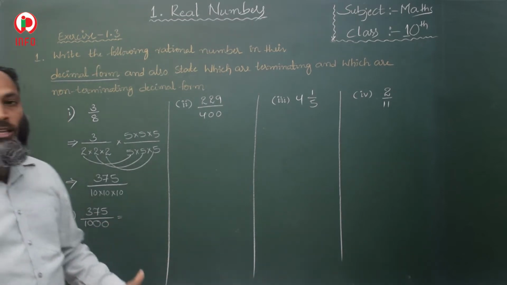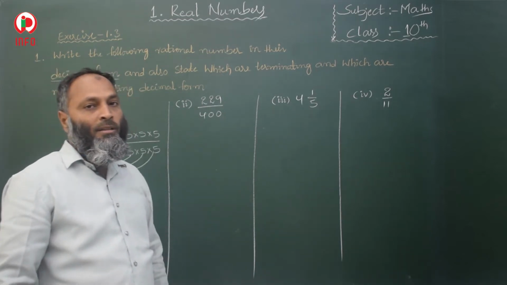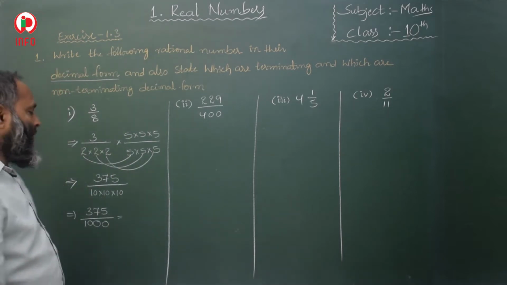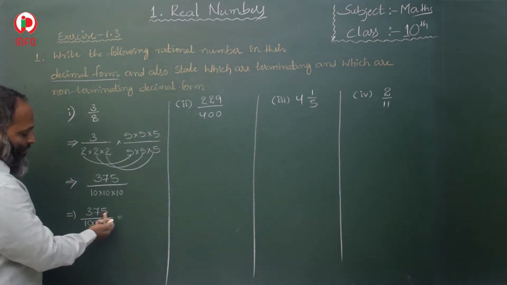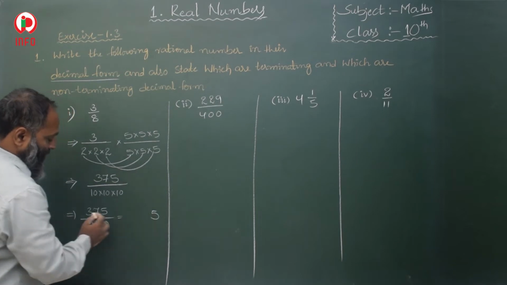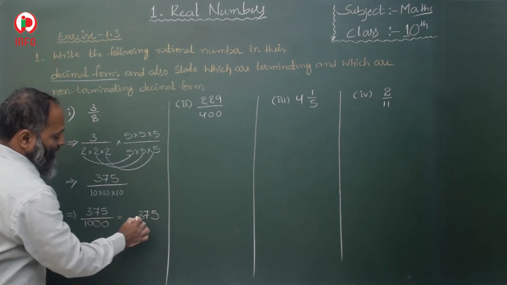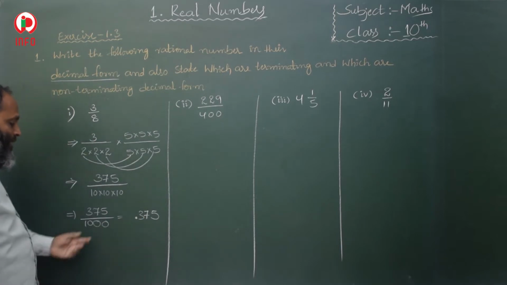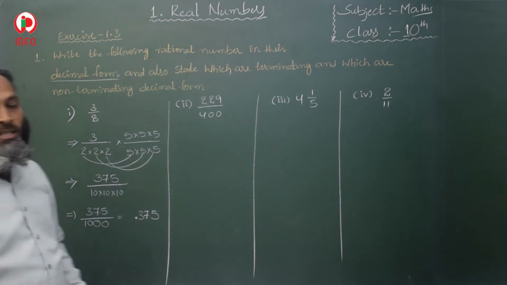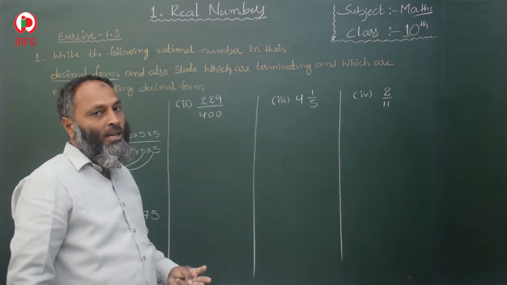If it is 1000 in the denominator, it means after 3 digits from right to left we get a decimal point. So the first place is 5, the second is 7 and the third is 3. After 3 digits we keep a decimal point. Why? Because here 1000 is there. If 1000 is there, we should keep a decimal after 3 digits.